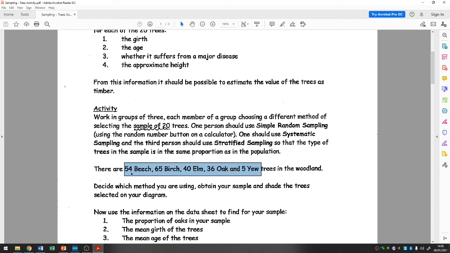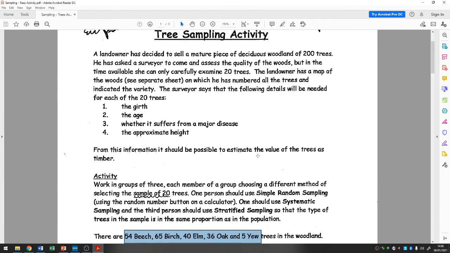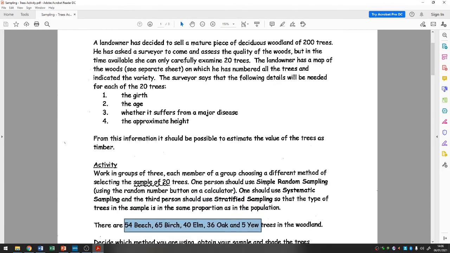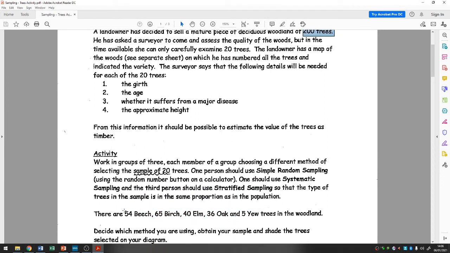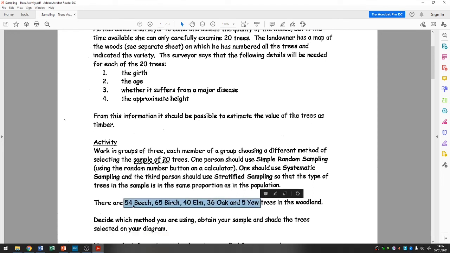Which means I want to know what fraction, so we have to know how many trees there are in total, which I don't think it tells us actually. Oh yeah, it does, 200. There's 200 trees in total, okay? So what you're going to do is figure out how many of each tree you want to do. So this will be 54 out of 200 times by 20, 65 out of 200 times by 20, and so on, and that'll tell you how many of each one to do.